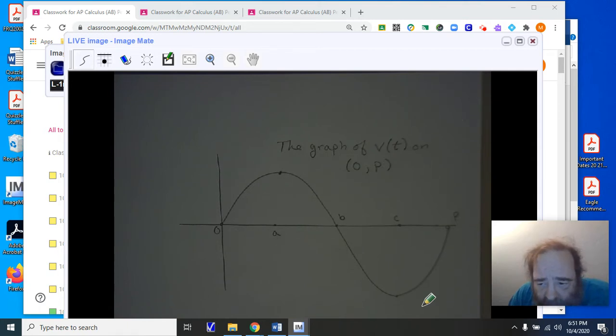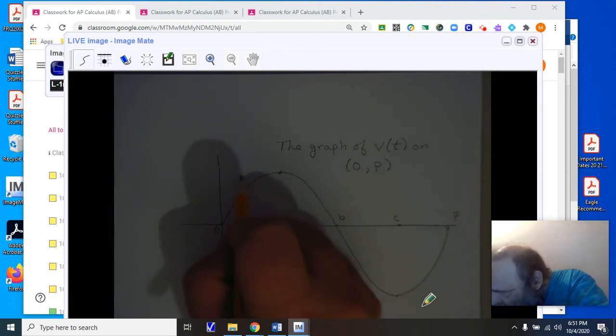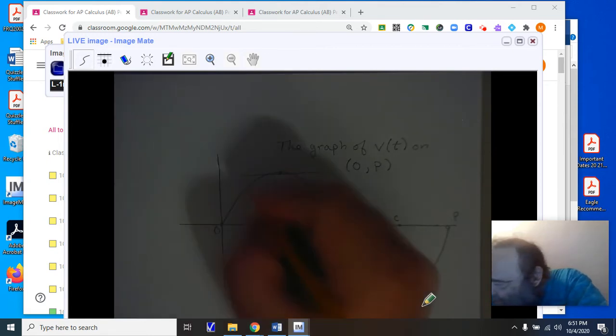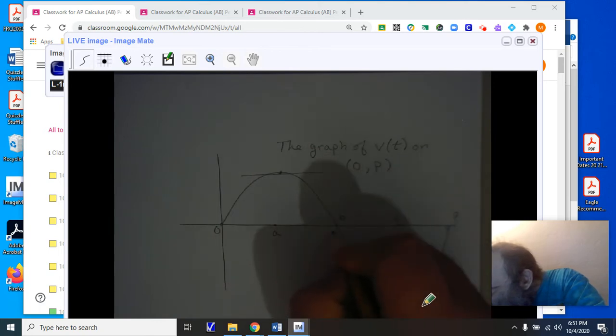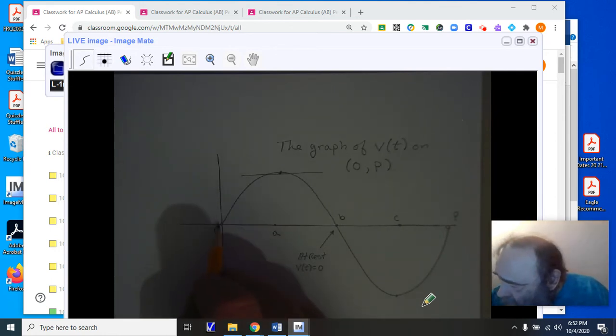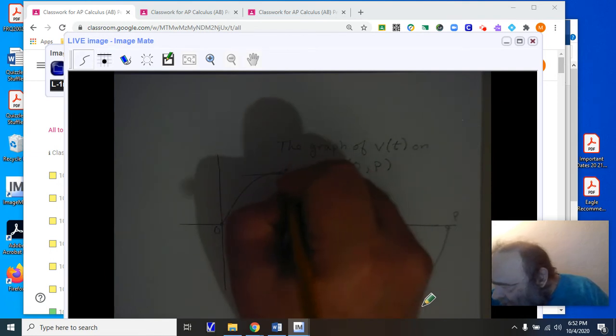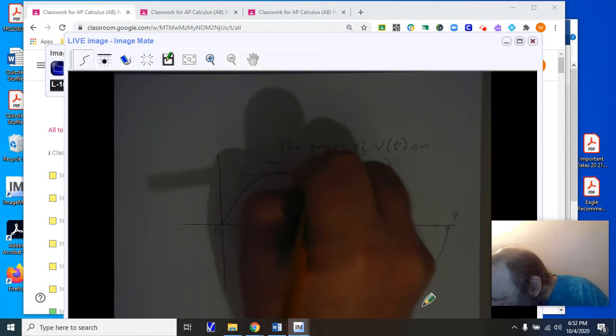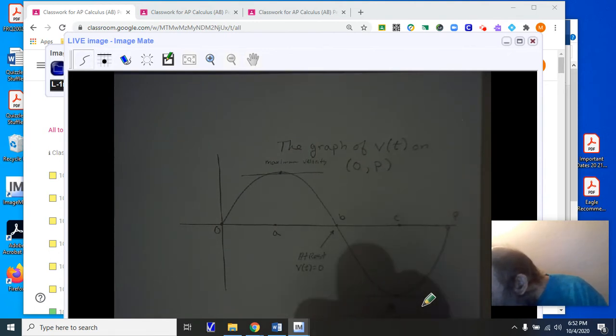Alrighty, so let's go ahead and begin. Now, there's lots that we know about these graphs. For example, we already know that up at the top, the slope is 0. It is a critical value, or a value where the derivative is equal to 0. And we know that our object is at rest when velocity is equal to 0. So if the object is at rest, it is reaching a maximum velocity here. And this is what we would then call a minimum velocity.